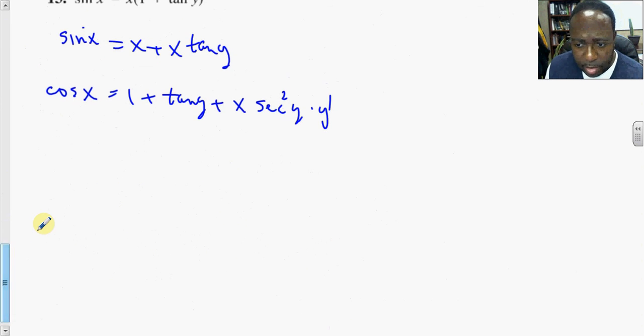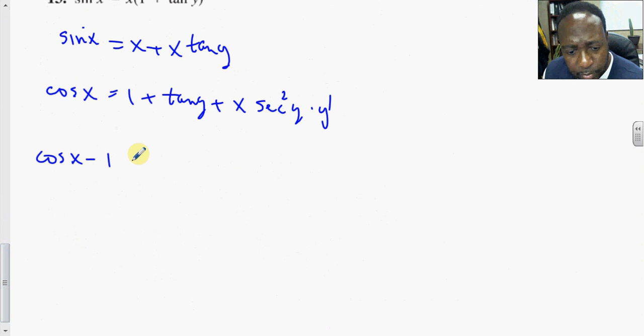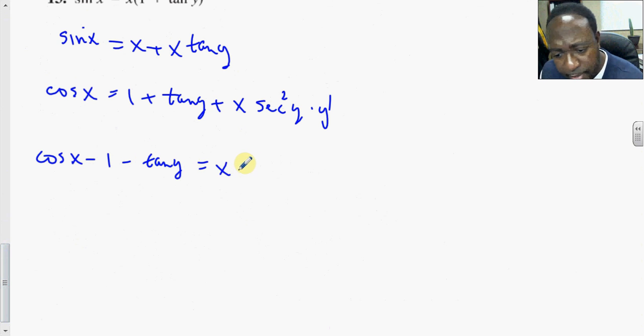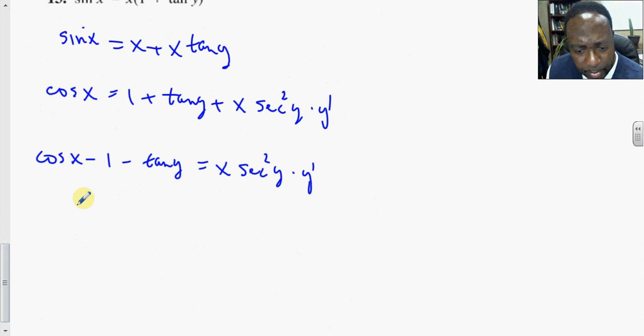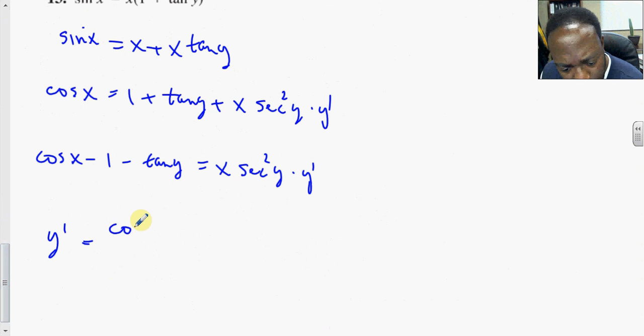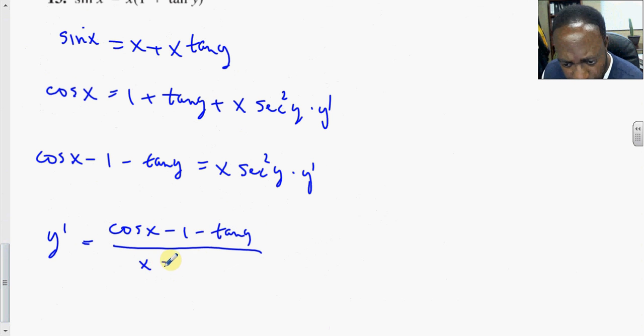So we're going to get the y prime by itself. So I'm going to subtract the 1 and the tan y on both sides. So we get cosine x minus 1 minus tan y is equal to x secant squared y times y prime. Now the y prime is equal to this left side divided by x secant squared y. So cosine x minus 1 minus tan y all over x secant squared y.